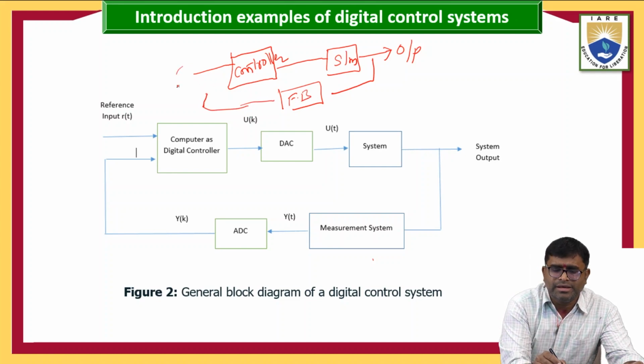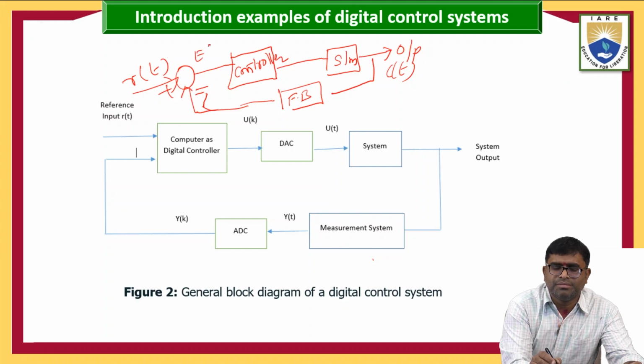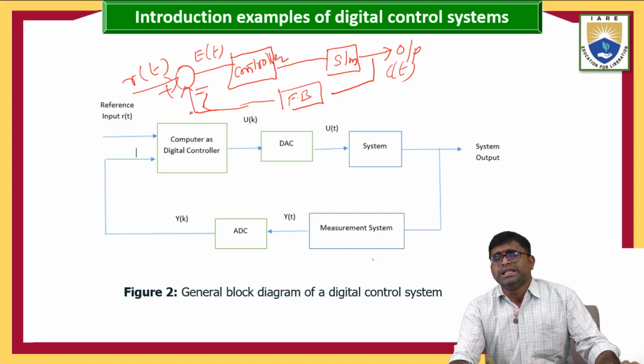And here the error signal is there. If you want negative feedback, make it minus here. The reference input is R of T, the output is C of T. It is a positive value here and a negative value here, and the error is E of T. This is your general linear type closed loop control system.